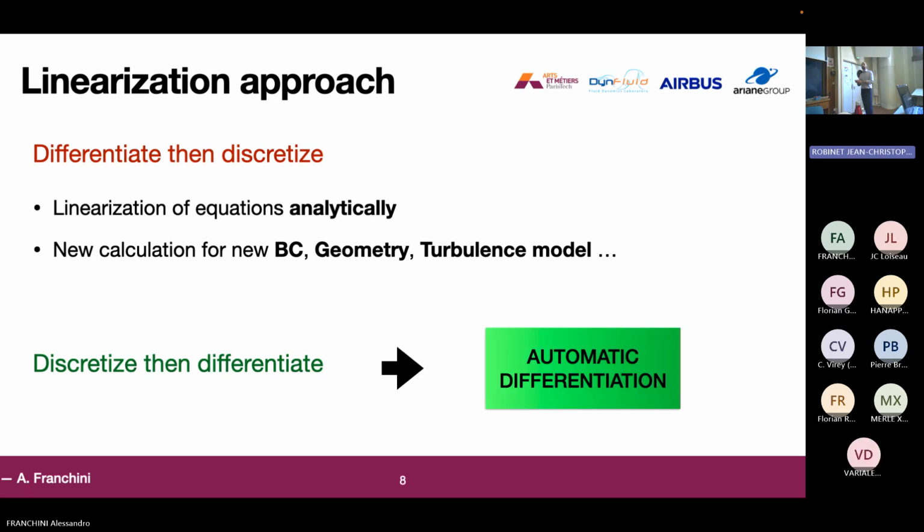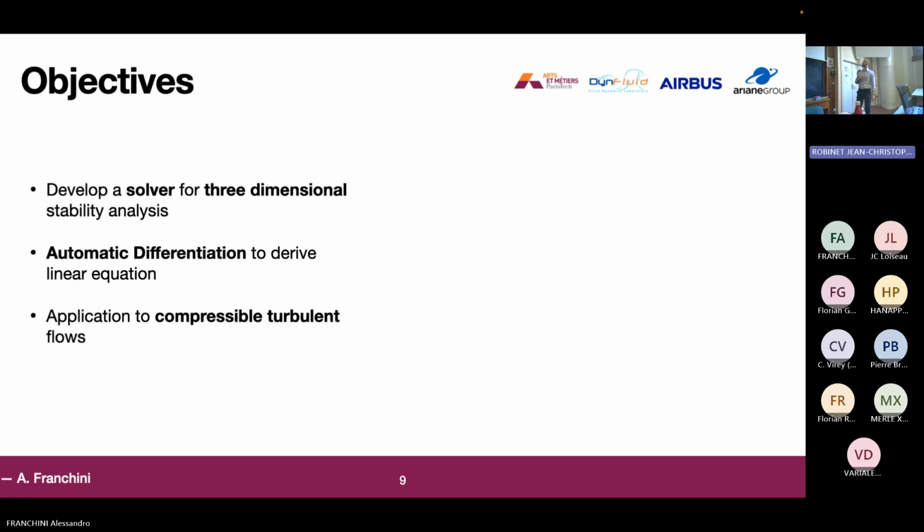In order to do that, we will use an approach which is automatic differentiation, in which a program generates a new solver that is the linearized one. So the objective of this thesis has been to develop a solver to perform three-dimensional stability analysis within this framework, using automatic differentiation to derive the linear equations, and then we want to apply these methods to compressible turbulent flows.